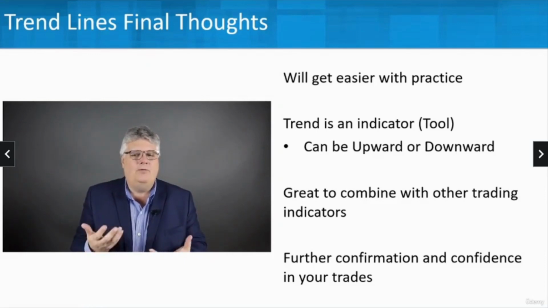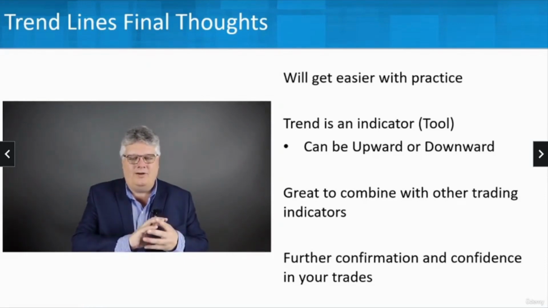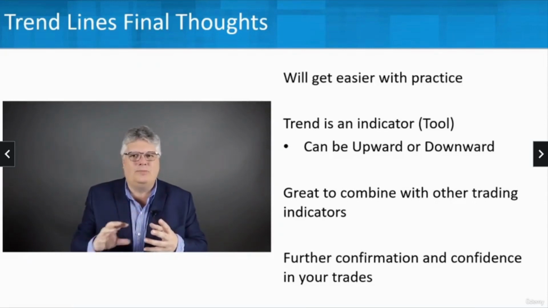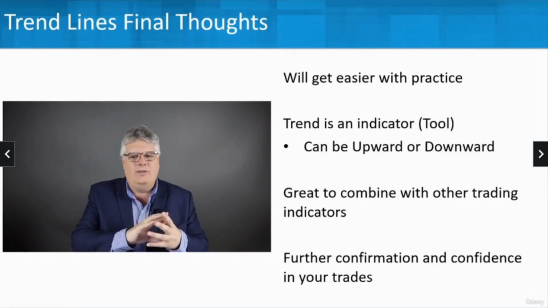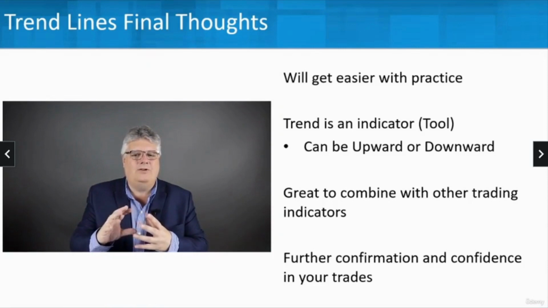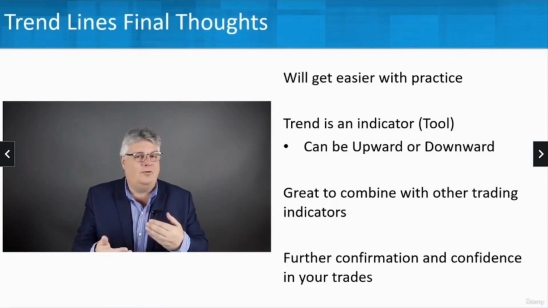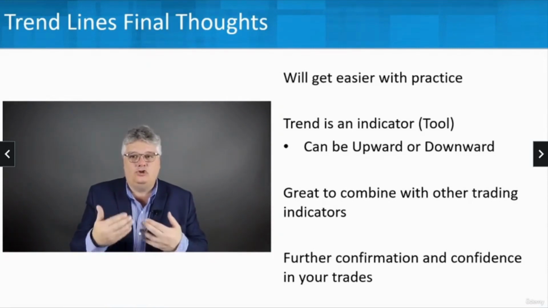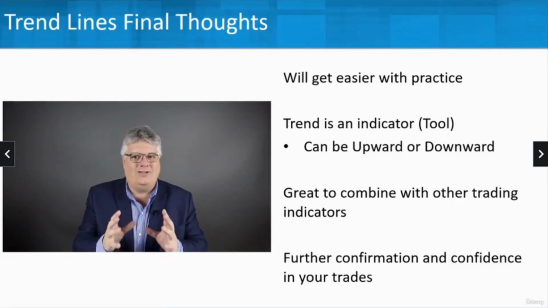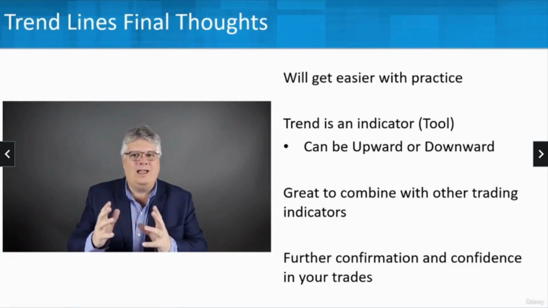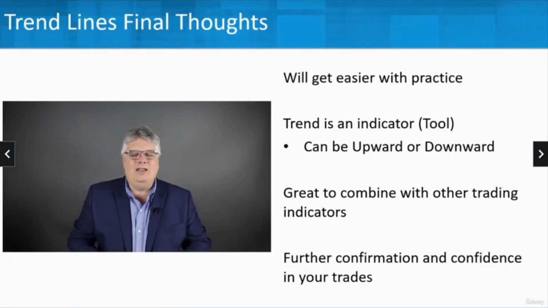And it's great to combine with other trading indicators. So if you have an upward trend, you could use another indicator like a moving average crossover, Bollinger Bands, lots of different indicators out there that we're going to learn about. Or candlestick patterns, for example, and then you can use that with other trading indicators, and that'll help give you further confirmation and confidence in your trades, and also confirmation that you've drawn the trends correctly, and that's all making sense and working out and being as predictable as anything can be.